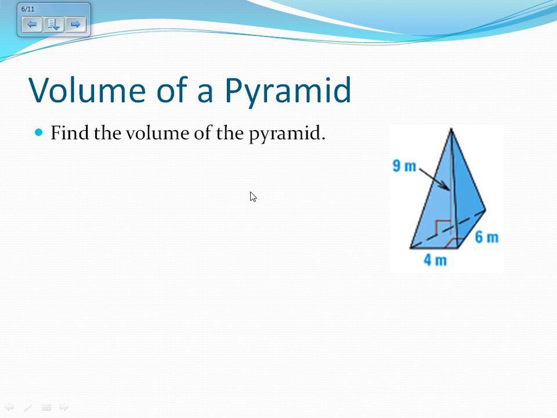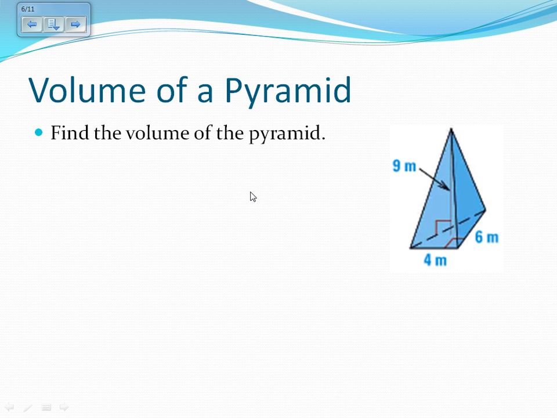Find the volume of the pyramid. How do we name that pyramid? Okay, what type of pyramid? Triangular pyramid. I would even be a little more specific. A right triangular pyramid, okay? Because it's a right angle.